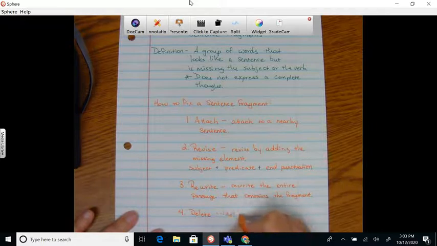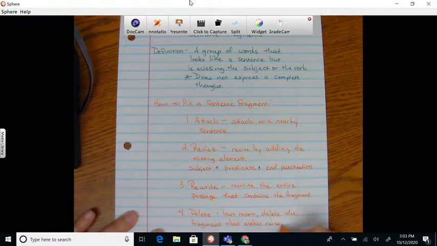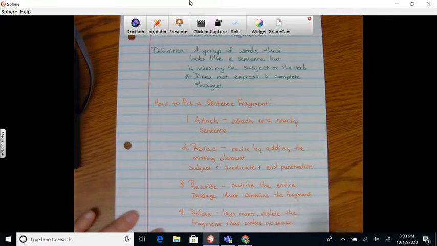Last resort. Delete the fragment that makes no sense. I mean, honestly, if you can't figure out how it fits in, neither can your reader. You're the one who's writing. It's the ideas coming from your head. So last resort is just delete. That's how you handle sentence fragments.